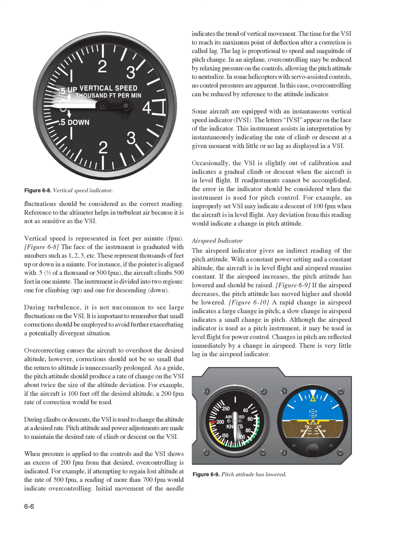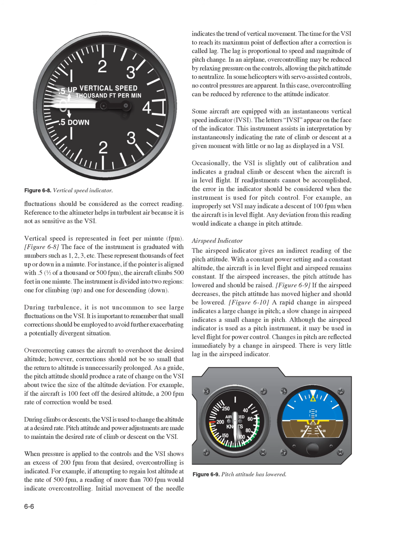Vertical speed is represented in feet per minute, FPM. Figure 6.8. The face of the instrument is graduated with numbers such as 1, 2, 3, etc. These represent thousands of feet up or down in a minute. For instance, if the pointer is aligned with 0.5, half of 1,000 or 500 fpm, the aircraft climbs 500 feet in 1 minute. The instrument is divided into two regions, one for climbing, up, and one for descending, down.